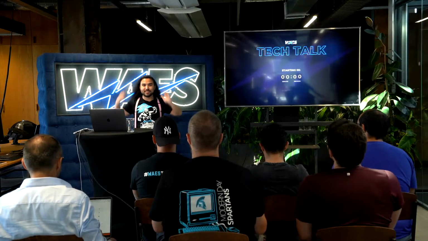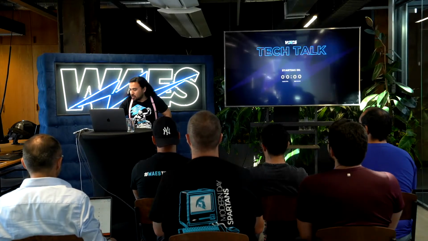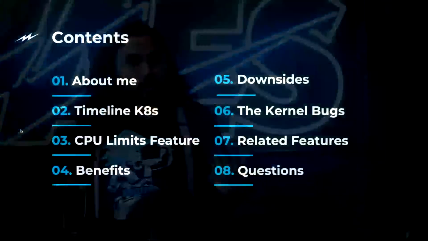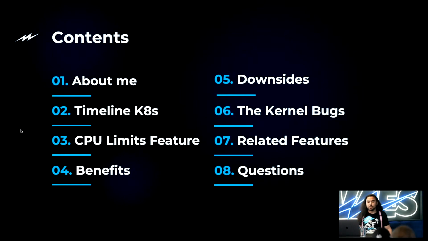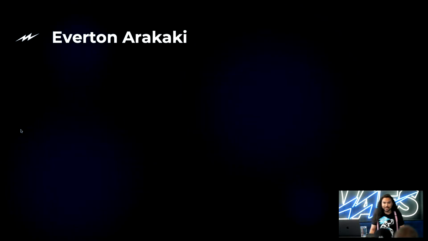Hello, everyone. Greetings. The talk I'm going to do today is on CPU limits in Kubernetes. Our agenda is going to be: I'm going to talk a little bit about me. We're going to talk about how Kubernetes evolved over the years, specifically on the CPU limits feature, using it. I'm going to talk about the benefits and downsides. We're going to mention a little bit the kernel bugs and related features on the subject. I'm going to open myself for questions, but I'll try to answer them as best as I possibly can.